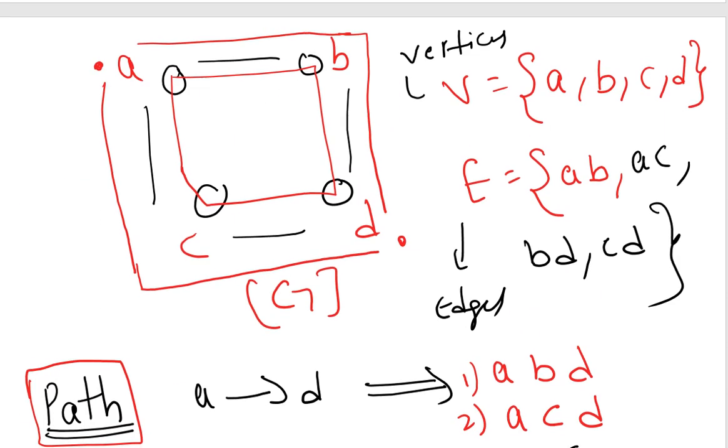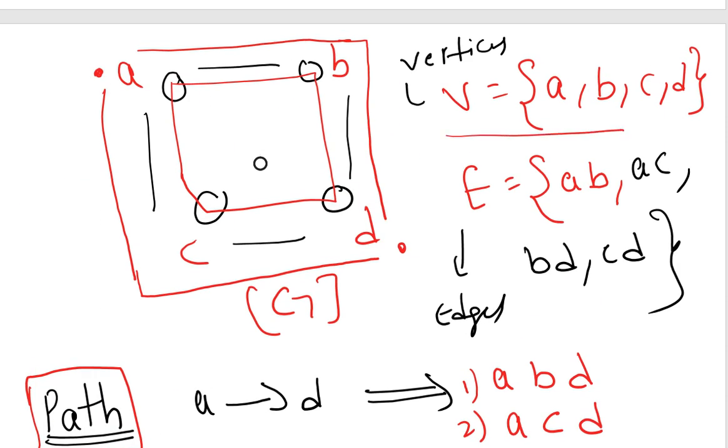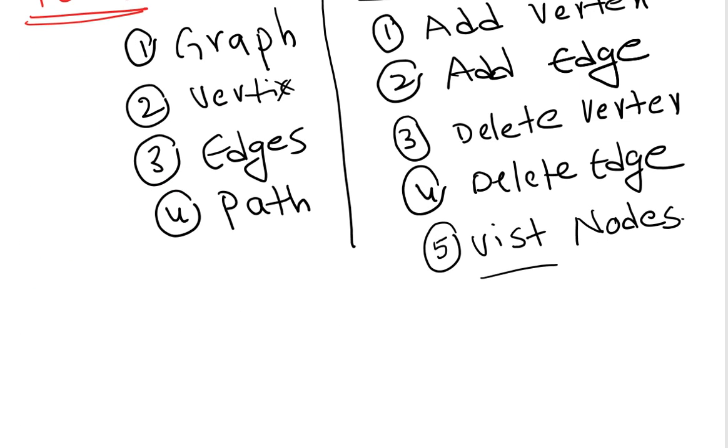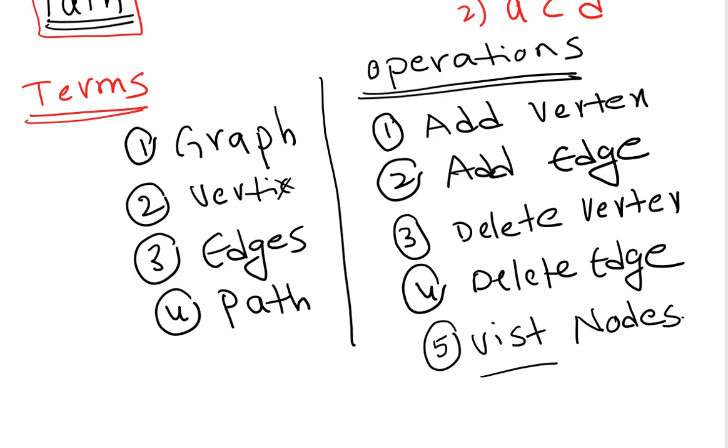In this example, we have seen what the vertices are, what the edges are, and what a graph is. And here the terms we have learned are graph, vertex, edges, path, and the operations that can be performed here: add vertex, add edge, delete vertex, delete edge, or visit node.